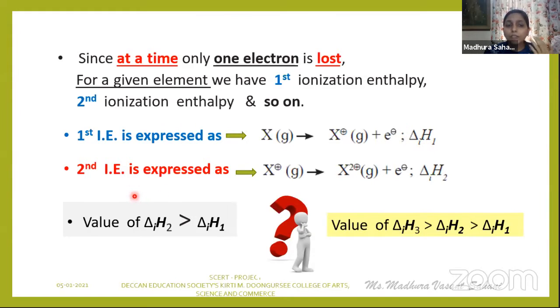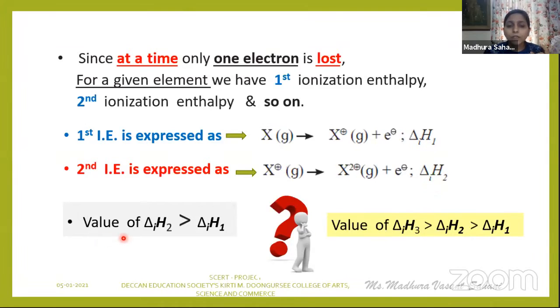Now, how will you express the second ionization enthalpy? For the second ionization enthalpy, there is a loss of an electron from this cation, that is, the positively charged species. That's why we have written here X plus, which is in the gaseous state. When it shows the loss of an electron, it results in the formation of X2 plus, obviously. And this ionization enthalpy can be expressed as delta IH2.